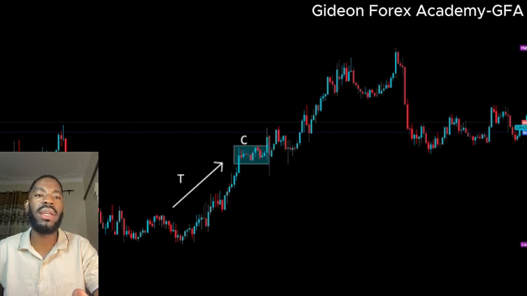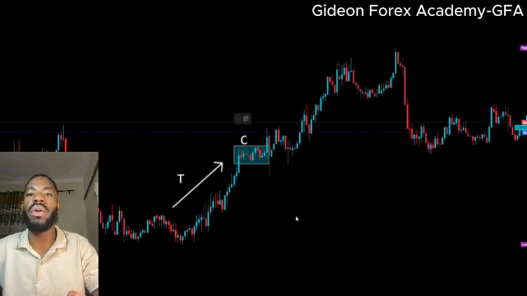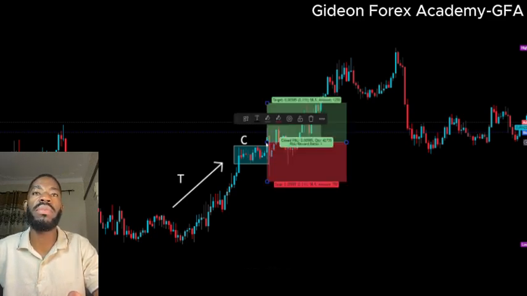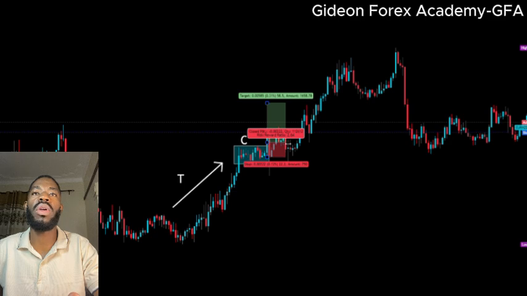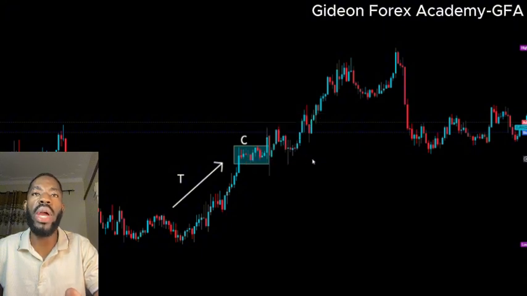With this break above right here, some traders would be placing buy orders. That is the wrong way to do it. You have to wait for a confirmation. So now some traders would be placing their buy orders here, and placing their stop losses probably there, and they are targeting all the way up because they see a breakout right there with this candle. But that's the wrong way to trade. You have to wait for a liquidity sweep to happen.